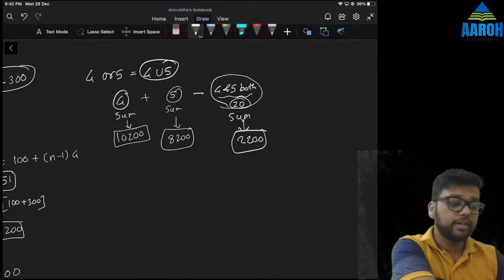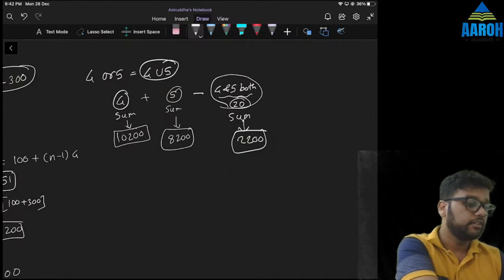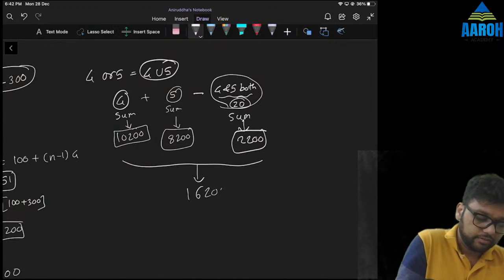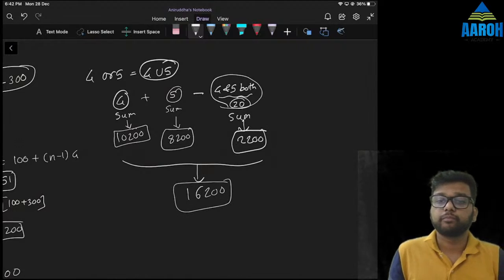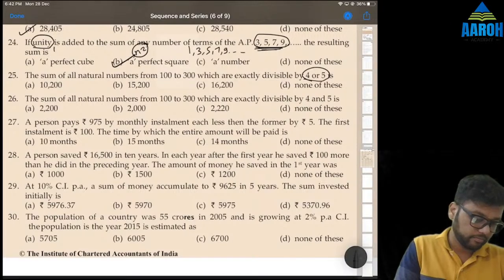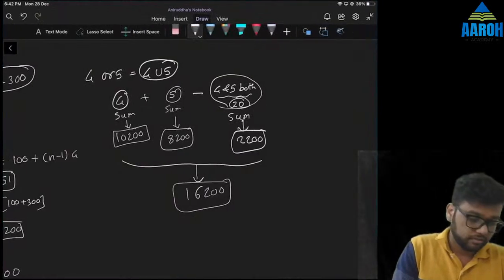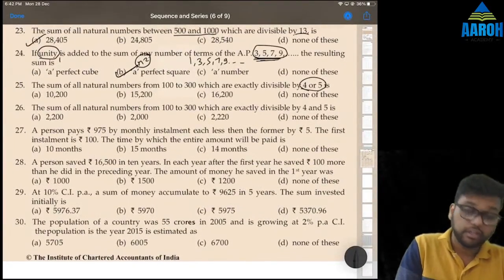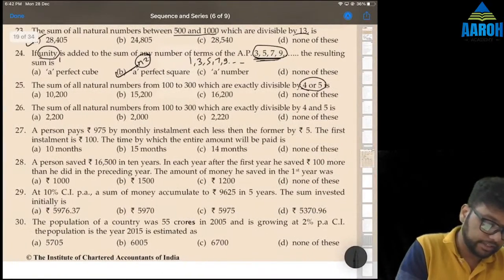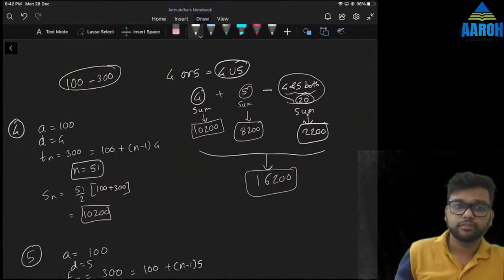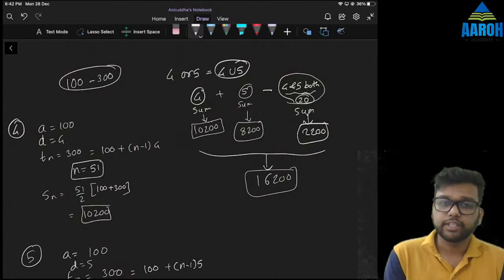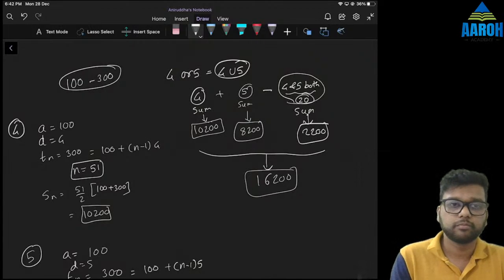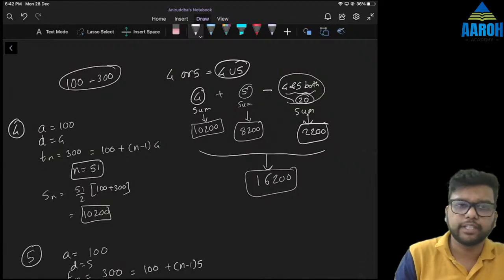So the answer will be 10,200 plus 8,200 minus 2,200, which is 16,200. Okay. Acha, answer 16,200, correct. C is correct. Do you have any doubt, Akanksha, in that? So 16,200 is the correct answer.